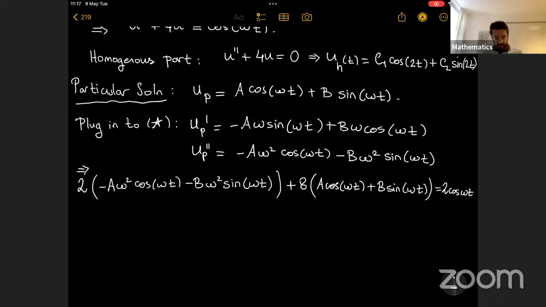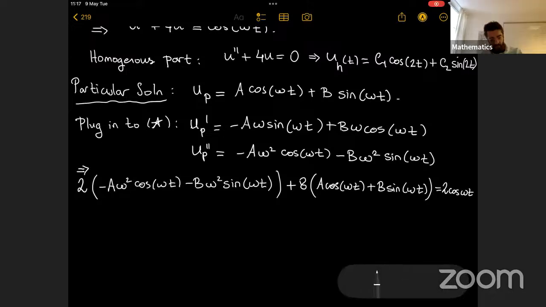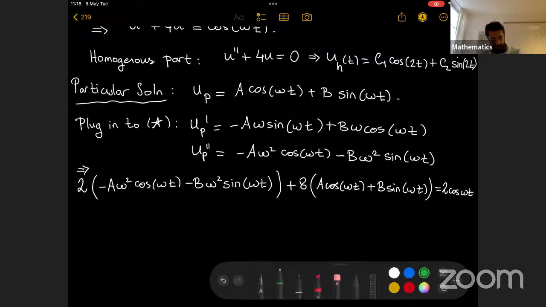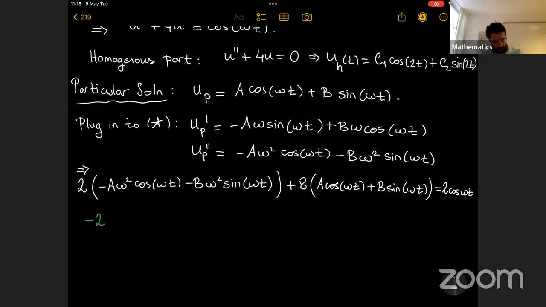What is the coefficient of cosine? Minus 2a w square. So we start with cosine wt. The coefficient of cosine wt comes from the first one and the second one, plus 8a, is equal to 2. This is the first one.